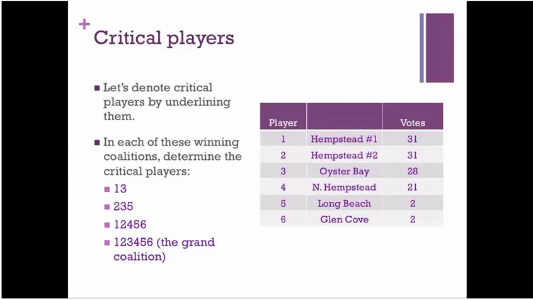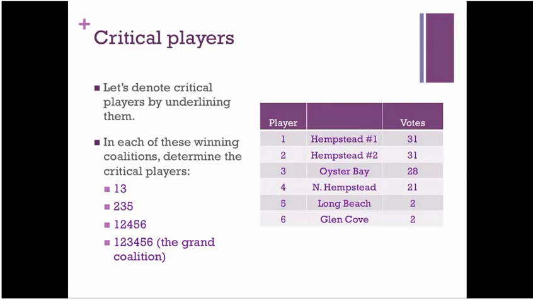So let's begin with 1-3. In other words, the coalition consisting of player 1 and player 3. Which players are critical in that coalition? Well, we know that there's no dictator, right? We know that a single player cannot determine the outcome. So if we remove either one of those players from that coalition, then it's no longer a winning coalition, and that means that each one of those players is critical. So in terms of notation, what you should do is underline both number 1 and number 3.